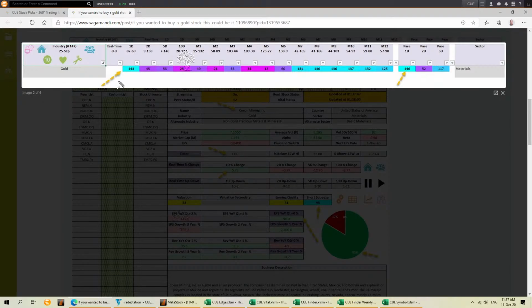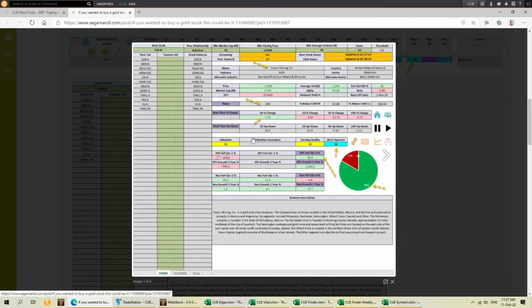And on that day also, the gold mining industry was just starting to turn around from being one of the weaker ones to one of the strongest, with acceleration. That time I found a different stock, CDE, medium valuation but great earnings growth, great revenue growth, short squeeze potential. The industry was strong.